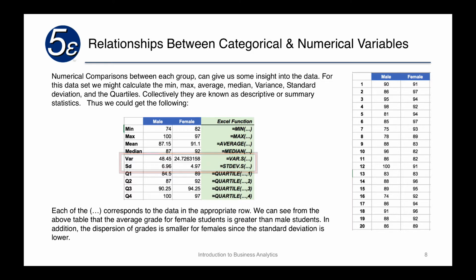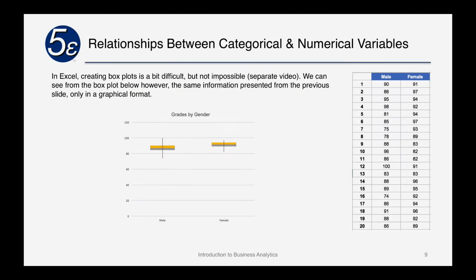We can also see the quartile range here, where we have Q1, Q2, Q3, Q4 given by the corresponding Excel functions. We can then create a box plot to view the differences between the male and female students, and we can see that the chart shows how the male students' scores are generally a little bit lower, and that the dispersion for the female scores isn't as wide as the male scores. Now, drawing box plots in Excel is a little bit difficult, but it's not impossible, and we have a separate video to show you how to do that.